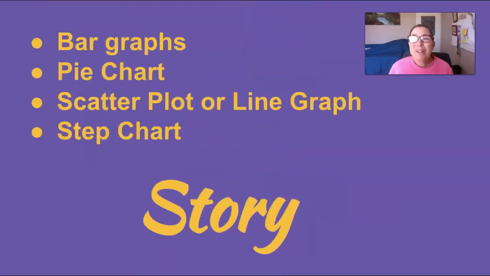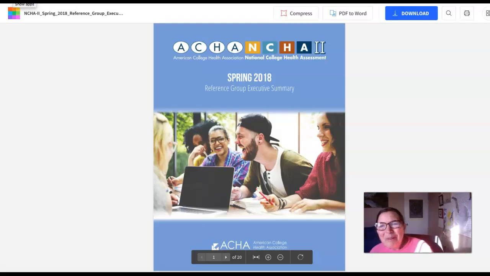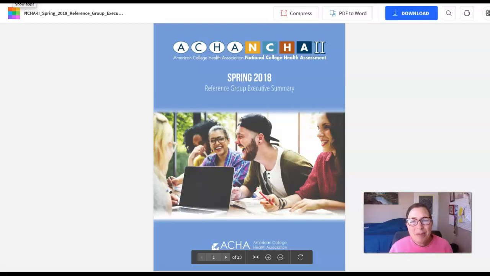So we went over bar graphs in detail. Now I'll quickly go over why and how you might want to use a pie chart, a scatter plot, line graph, or step chart. For the pie chart demo, I've selected some data from the American College Health Association summary. Now, it's not a peer-reviewed study, and so you may see some difficulties with the results, actually.